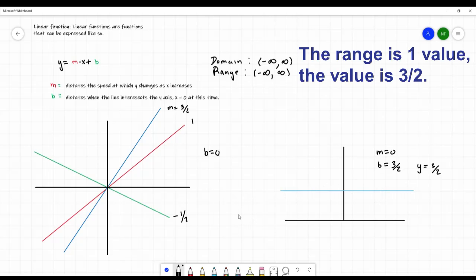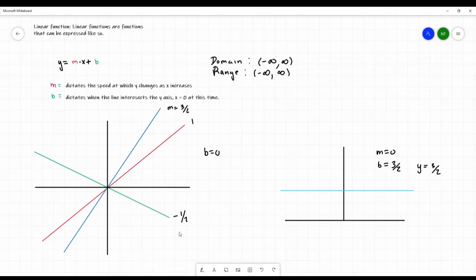That's it, guys. So let's move on. That's basically what a linear function is. Now let's move on to another type of function called power functions.